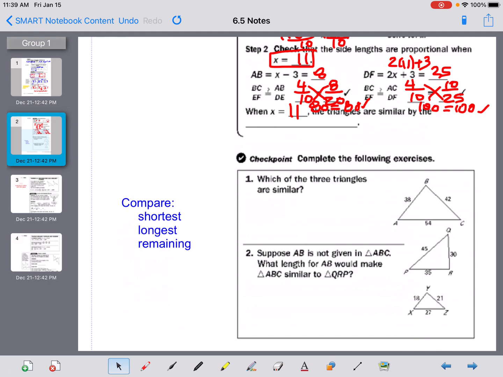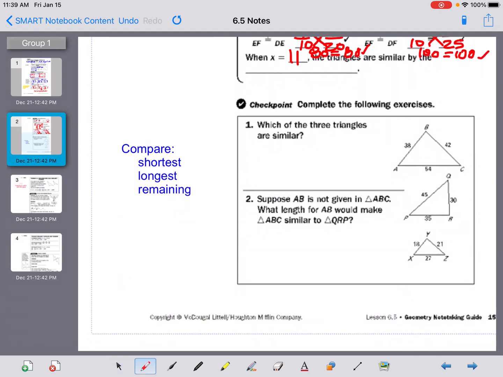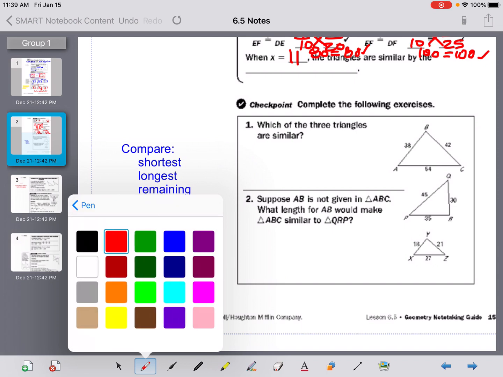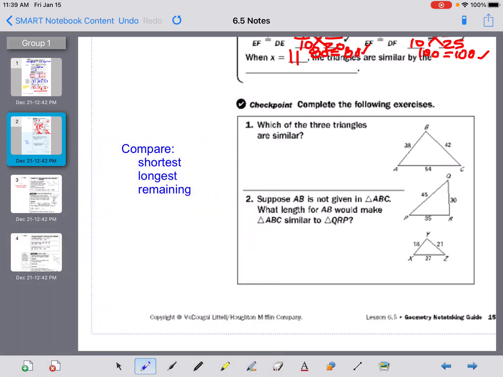All right, let's move down here. Some more practice, same idea. We're not changing the idea yet. So it says, which of the 3 triangles are similar? Okay, so once again, remember, we're going to compare like shortest, longest, remaining. I'm going to start out with triangle ABC and triangle PQR. And I don't know if I'm naming those in order, but I'm going to just try them.